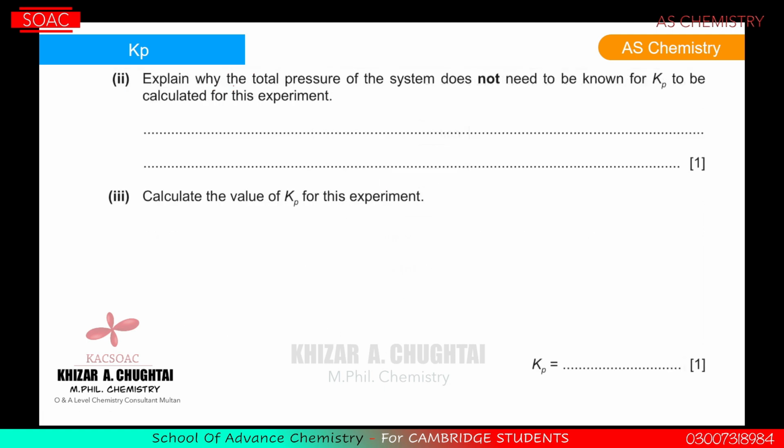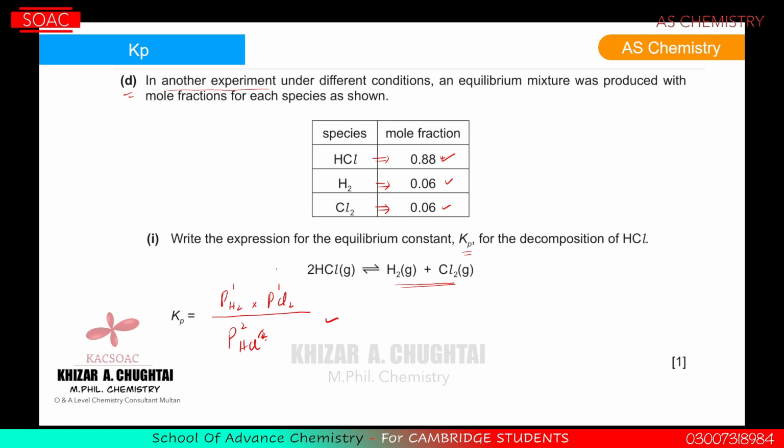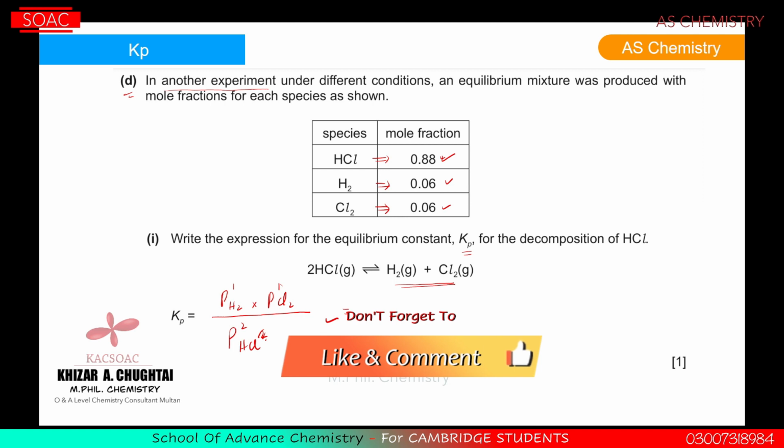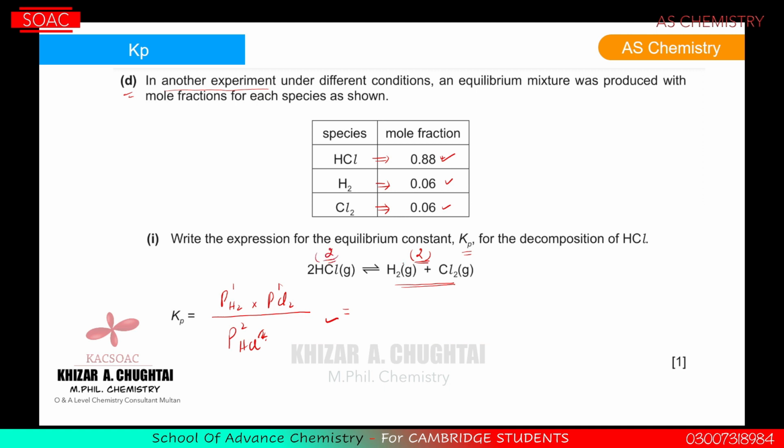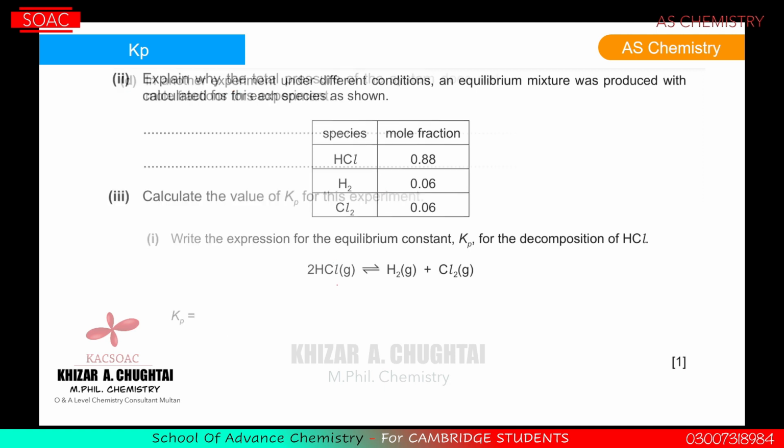Now in the next part, explain why the total pressure of the system doesn't need to be known for Kp to be calculated for this experiment. The basic reason is, you can see it over here, the overall pressure is the same in numerator and denominator, both having the same pressure squared. Equal numbers of moles of gases on either side are present. Overall, 2 moles of gases are over here, 2 moles are over here. Because there are the same moles, there is the same pressure on both sides, so equal pressure will cancel out and there is no need to write the pressure.